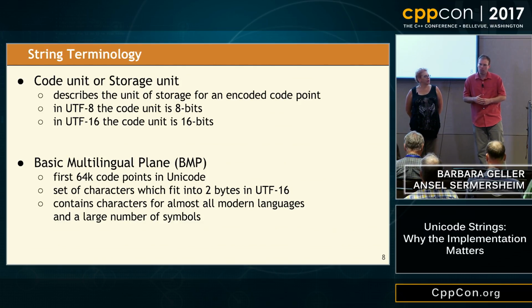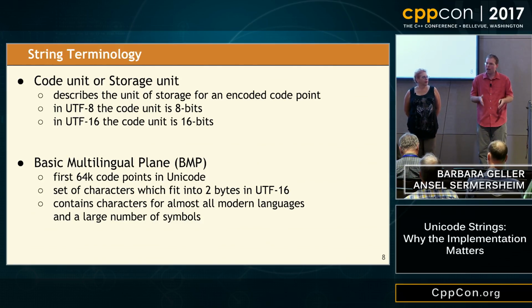Another term which is very important is the basic multilingual plane. And you can look at the basic multilingual plane as sort of the beginning of the Unicode standard. It's the first 64,000 symbols, and these are exactly the set of characters which fit into 2 bytes in the UTF-16 encoding. It contains most characters you would encounter on a regular basis, plus a lot of mathematical symbols.